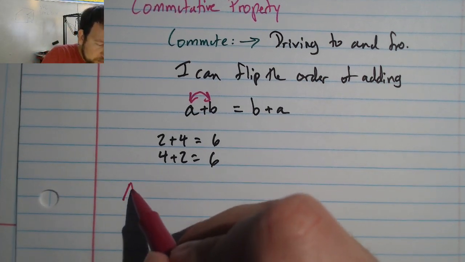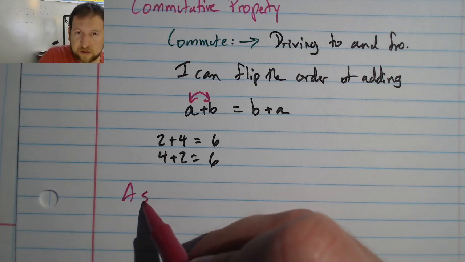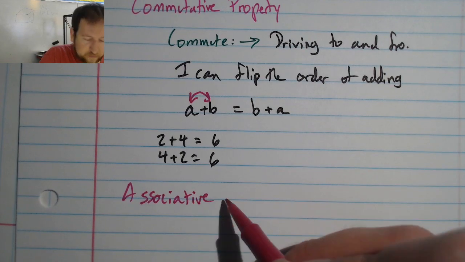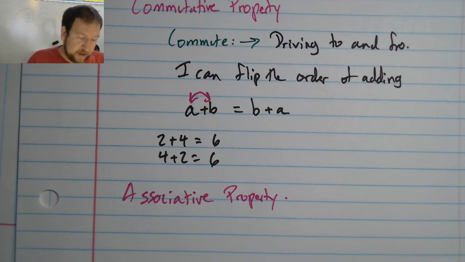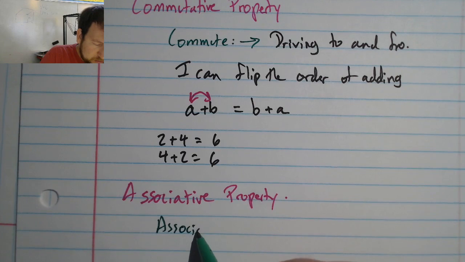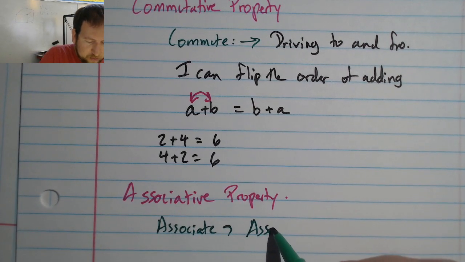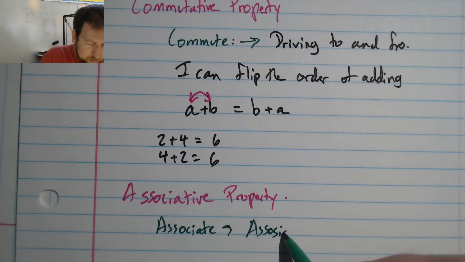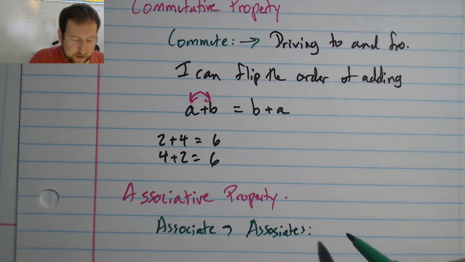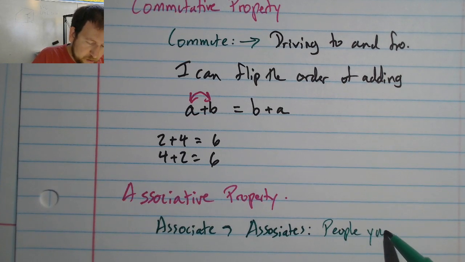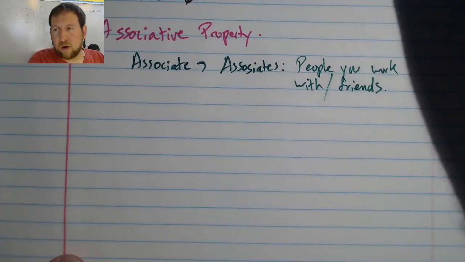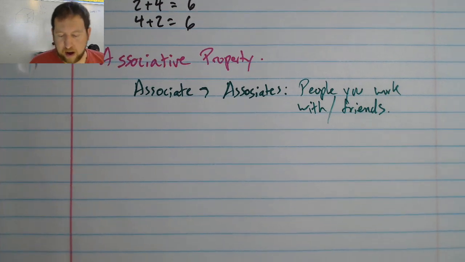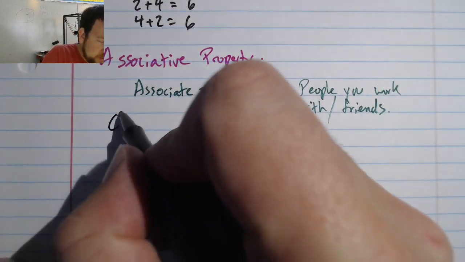The second one is our associative property. I often spell this one associative property. And the key word here I think of is associate, or your associates. And those are people you work with or your friends. In this case, we're going to be changing who we group together when we are doing our adding and subtracting. So we're going to change the groups.